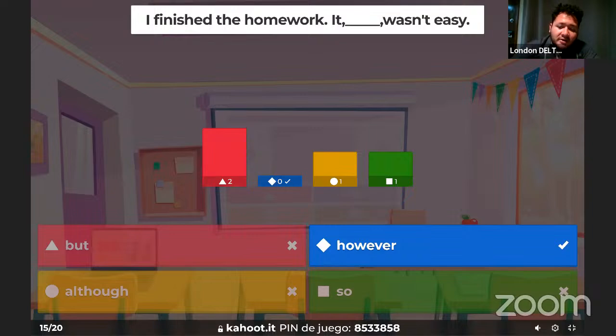Terminé la tarea. Ella, o sea, la tarea, it, sin embargo, no estaba fácil. Es posible, pero creo que no es natural decirlo de esta forma. Más bien, este blank tendría que ir antes del it. So you would say, I finished the homework. It wasn't easy. Es una oración compuesta. Debe de ir coma. Entonces sería, I finished the homework, but it wasn't easy.